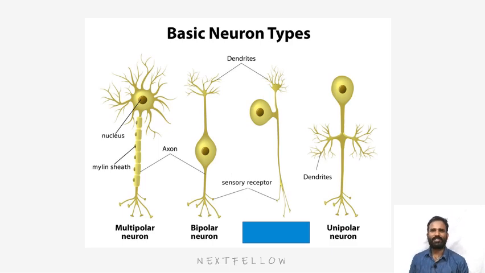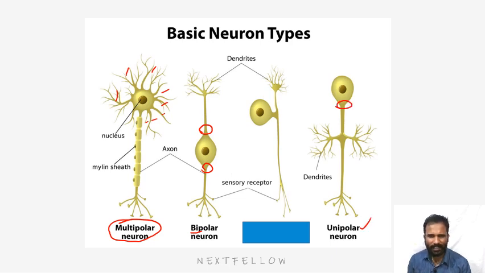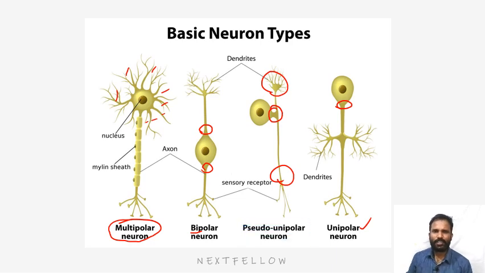Coming to the classification of neurons based on how many poles they have. If you see here, 1, 2, 3, 4, 5, 6, 7, so many poles are there, so we call that multipolar. Here one pole and two poles, so we call that a bipolar neuron. And here there is only one pole, so we call that unipolar. Here it appears to have two poles, but it is coming from a single one, so we call that pseudo unipolar. Even though it appears bipolar, it is pseudo unipolar.